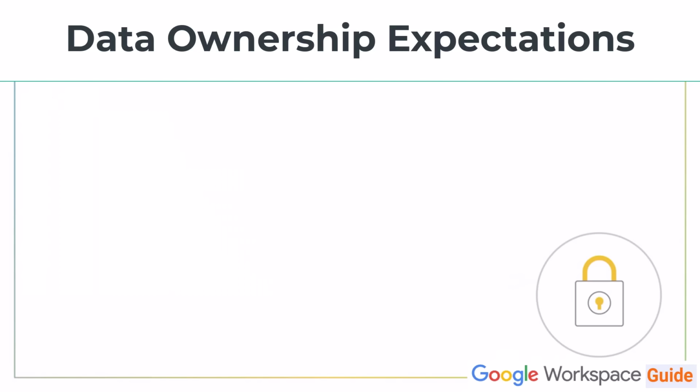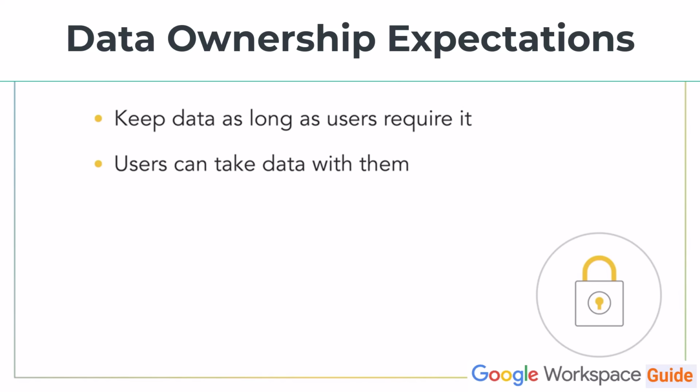For Google Workspace users, Google agrees to keep your data as long as users require them to keep it, and ensures the user can take their data with them should they choose to use an external service in conjunction with Google Workspace, or stop using their services altogether. Any other scanning or indexing of data on Google's end is entirely automated for the purpose of spam and malware protection, email sorting, and the indexing of documents for search.